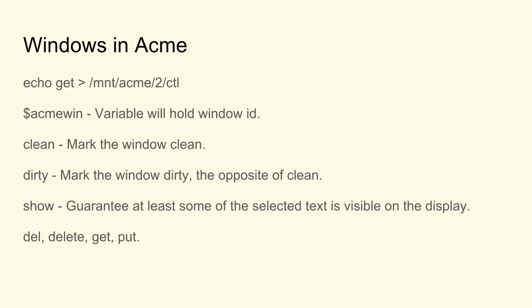We can use the show command to guarantee that whatever was selected is visible. If we have a big file and we use the show command, the display will go back to the cursor position. We can use delete, get, put commands in the control file to perform actions like deleting the window, getting the content of the window to be refreshed, and put to save the content of the window.